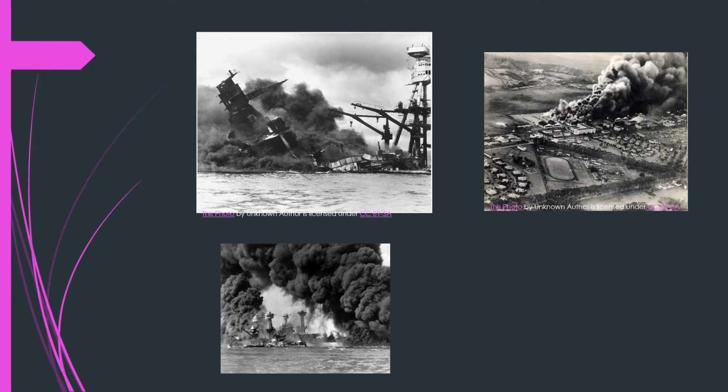But you can also see the airfields over here attacked on the right-hand side. We have some battleships that are sinking here, and again, even though they're black and white, you can just see the smoke and the oil. Just the total destruction and chaos that's going on as a result of this attack on Pearl Harbor.